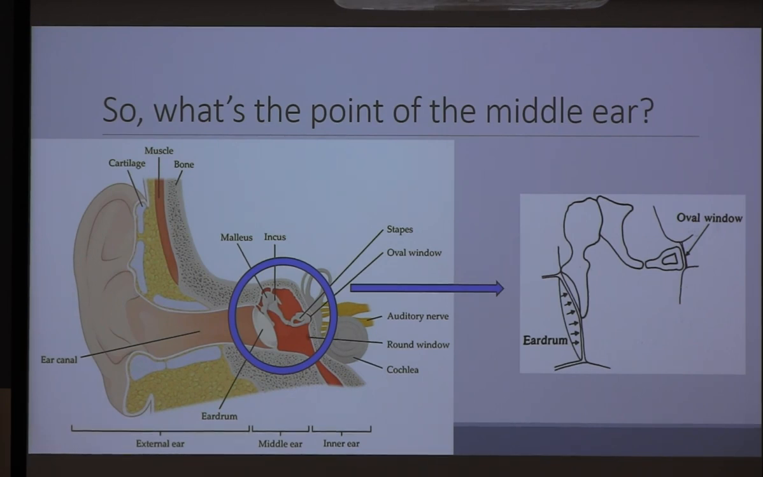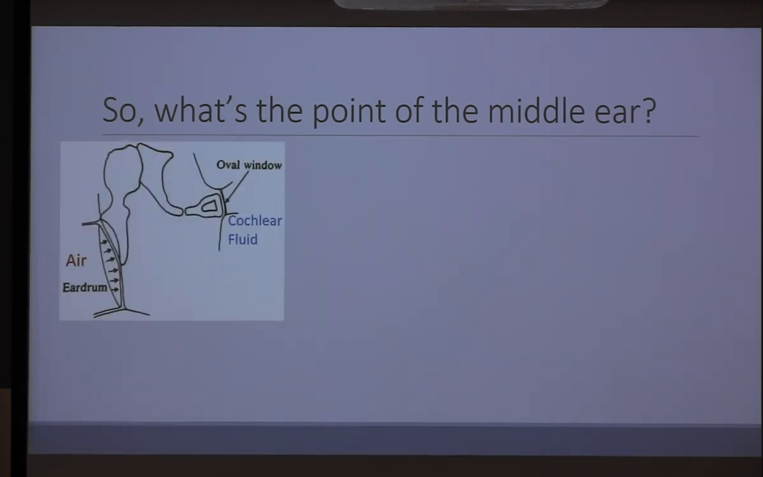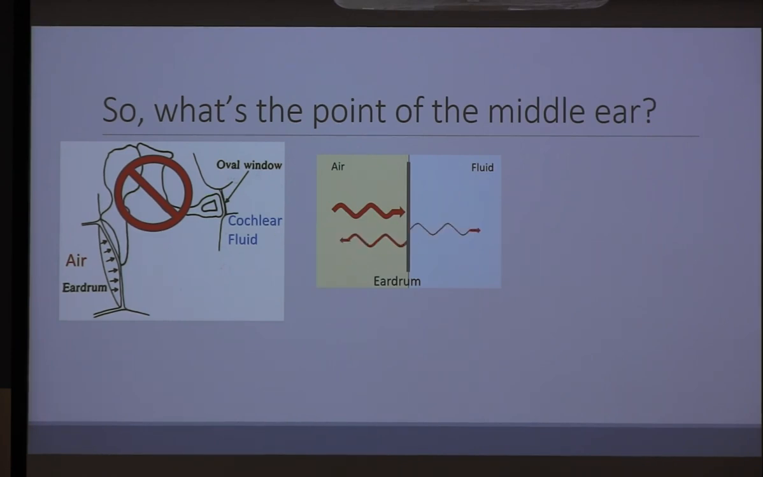That's a good question. This actually has to do with the medium that the sound is traveling through on either side. On one side, the sound is traveling through air, and on the other side, it has to travel through this fluid. If we ignore the middle ear and model this as an air-fluid interface separated by the eardrum, what would happen? We send in this sound wave, and some of it will be transmitted and some of it will be reflected.